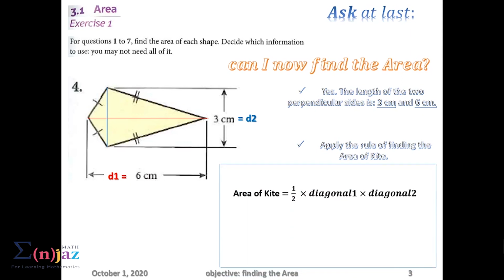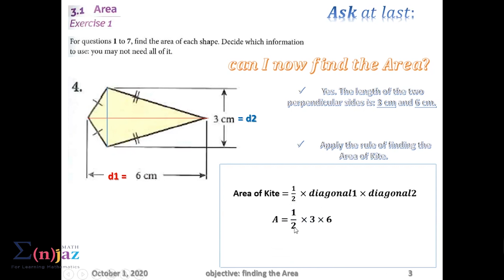So that's how you write it. And then you substitute. So the horizontal diagonal is 6, so you replace the diagonal 1 with 6. And the vertical diagonal is 3, so you substitute diagonal 2 with 3. So it's going to be half times 6 times 3, which is as following.